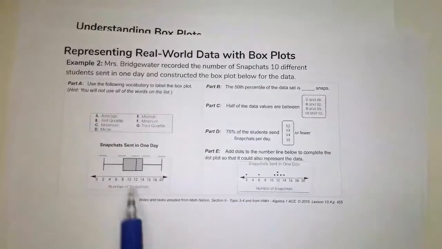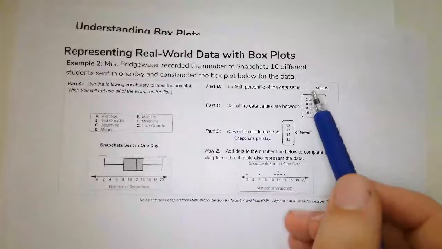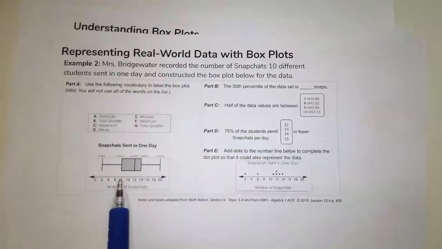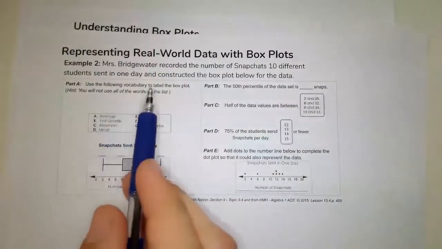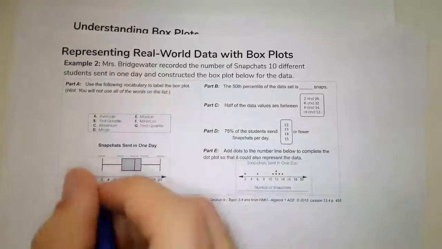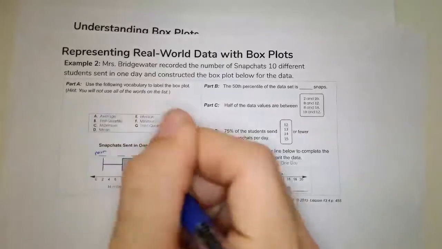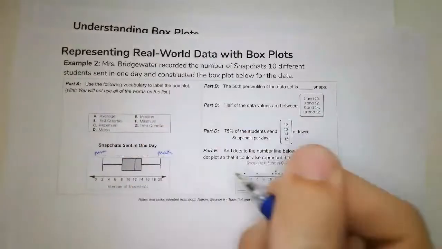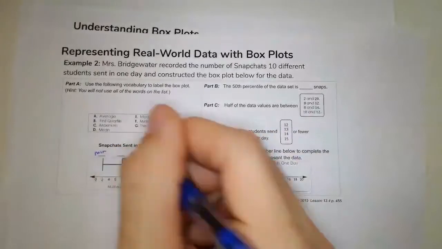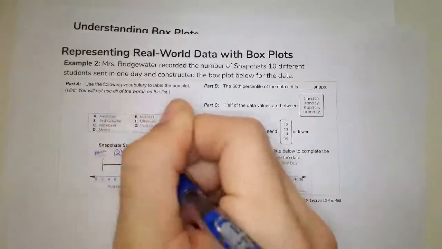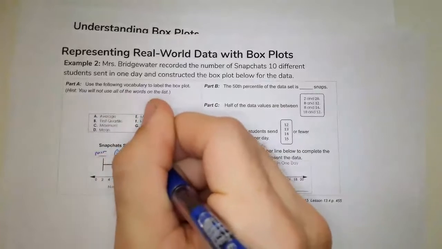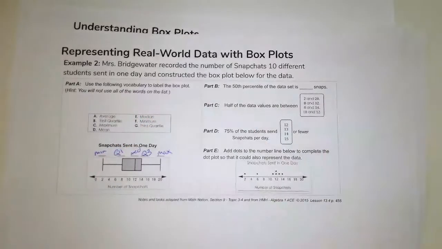Now this one gives you the information here, and it's asking questions about it. So it gives you the box plot already. This first one is just saying, like, use the vocab to label the box plot. So of course we have our minimum, we have our max, we have our median. I know it's really tiny. And then here we have our Q1, our quartile 1, and here we have our quartile 3.